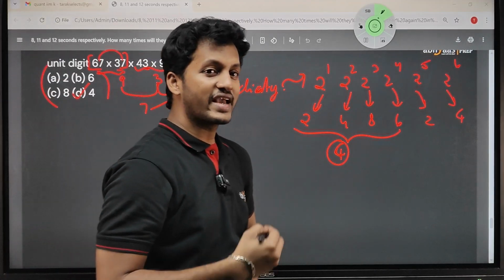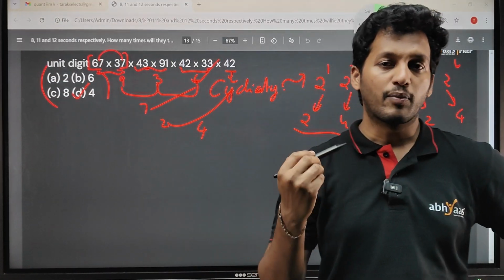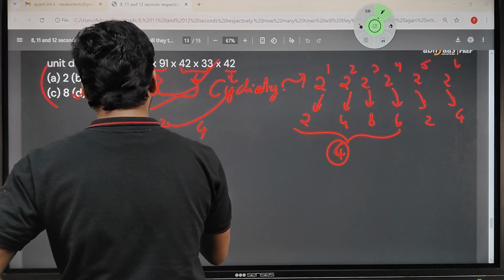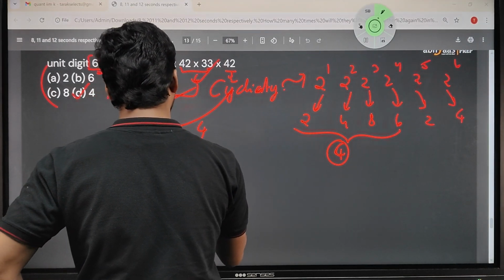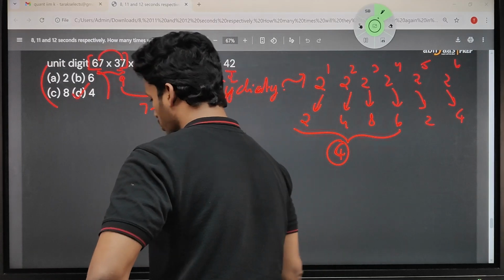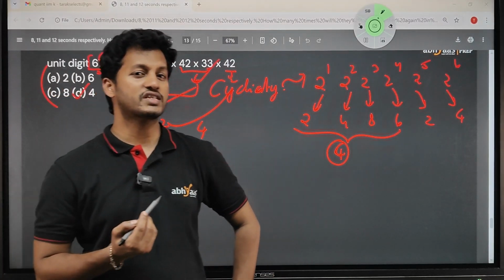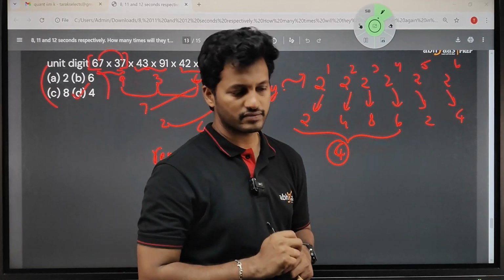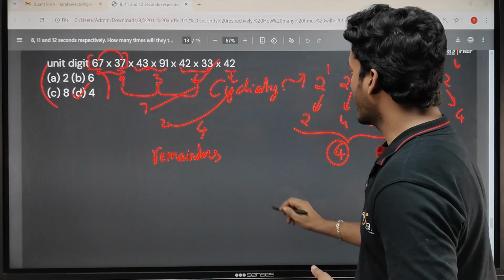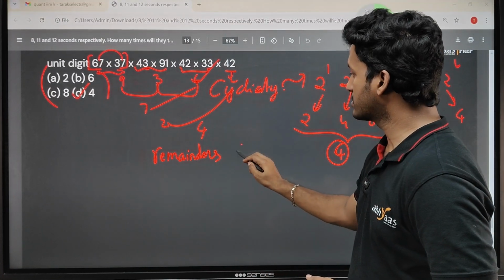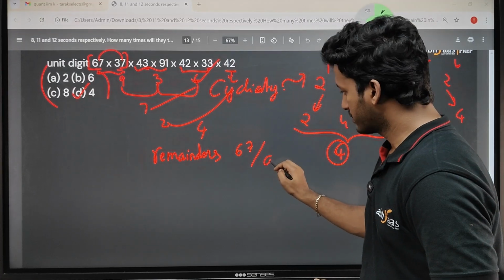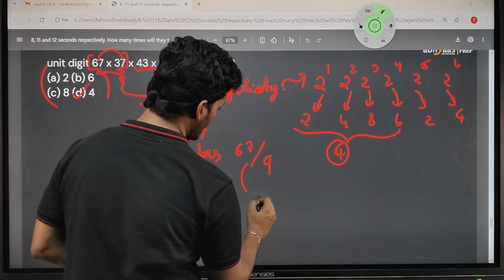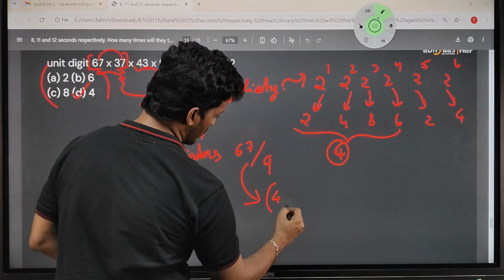Okay, so cyclicity doesn't mean only the powers. Cyclicity also means the remainders. At what pace or what periodicity the remainders will repeat itself after dividing with a particular number. For example, if I divide a number with 9, what is the remainder here? The remainder here is 4.